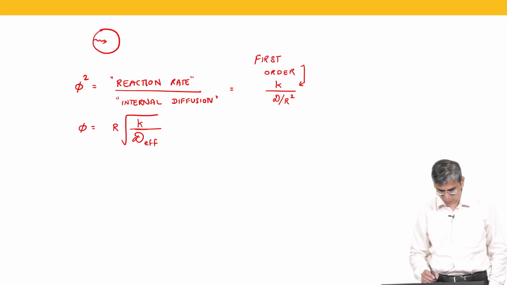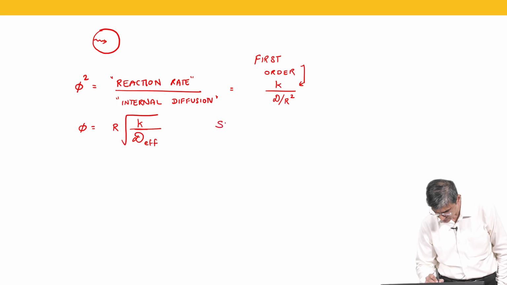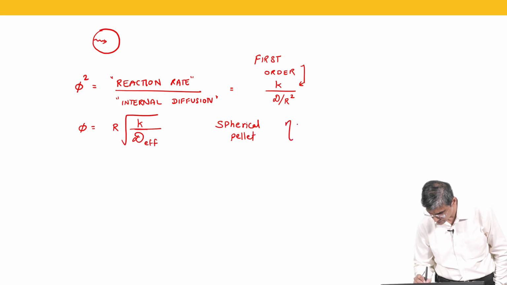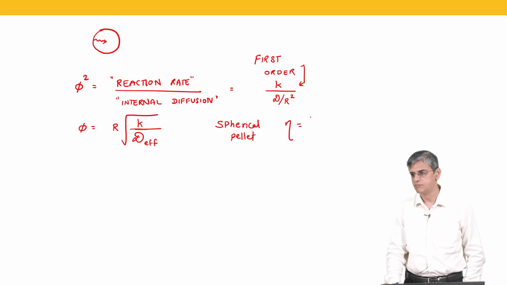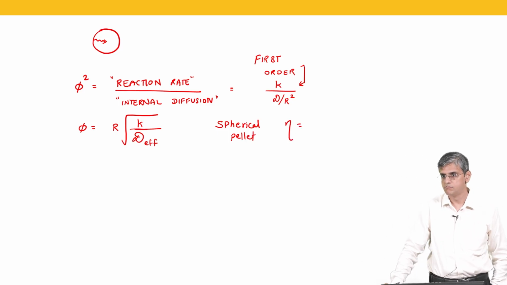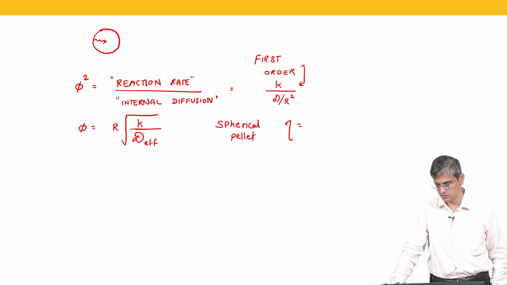So, for a spherical pellet, 0 order won't be the same thing because K will be moles per meter square per second. So it's K by C. I'll come to what will be the cases for 0 order and so on.